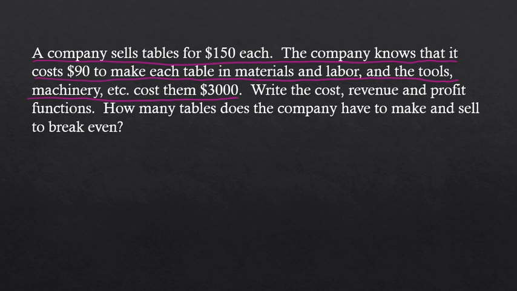And then the tools, machinery, your fixed costs are $3,000. So this tells us that our cost function is going to be 90x plus 3,000. 90, again, the cost per table made, 3,000, those one-time costs that you paid for, and that was that.